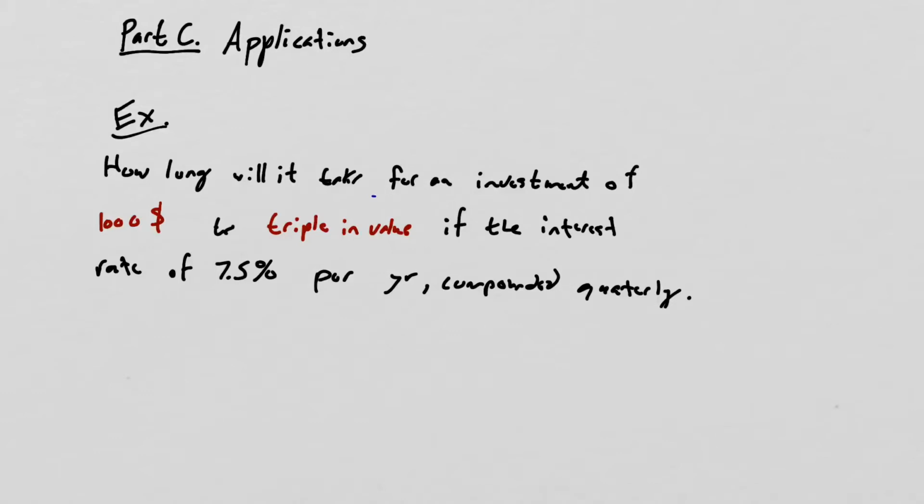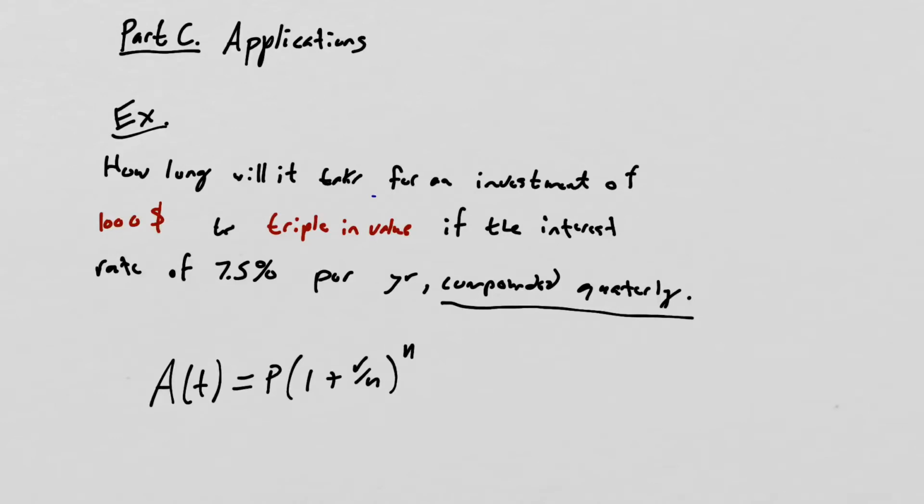First, we need to determine which equation we're going to be using. Because it tells us we're compounding our principal quarterly, what we're going to be using then is not continuously compounded interest, but compound interest with a finite number of compounded periods. The equation then is going to be given by A of t is equal to P times (1 plus r divided by n) raised to the nt.